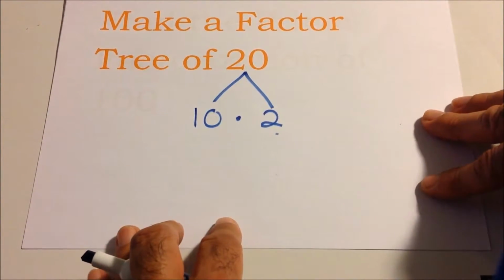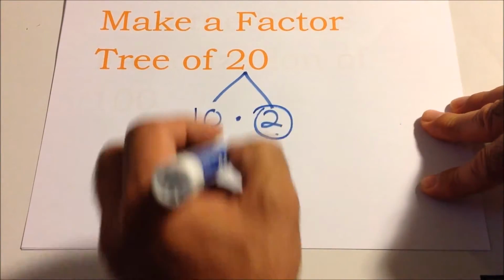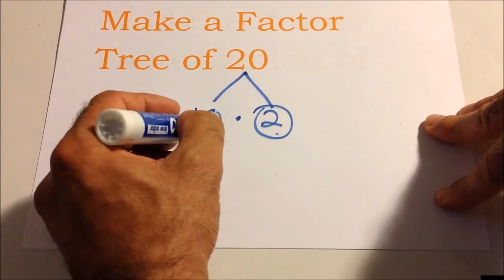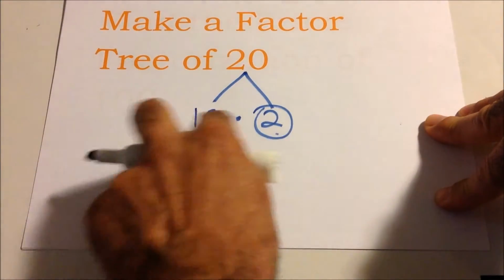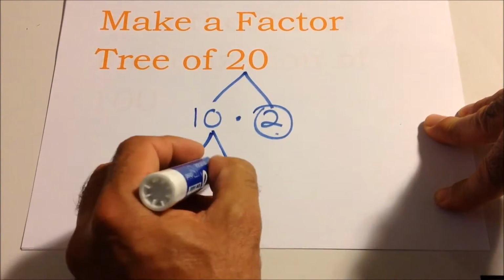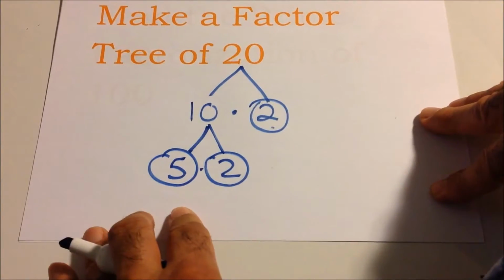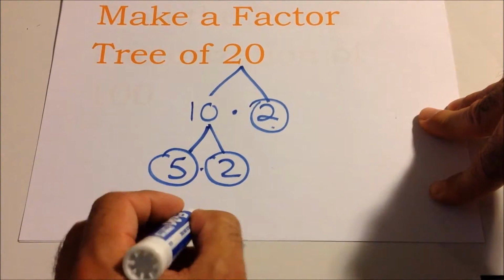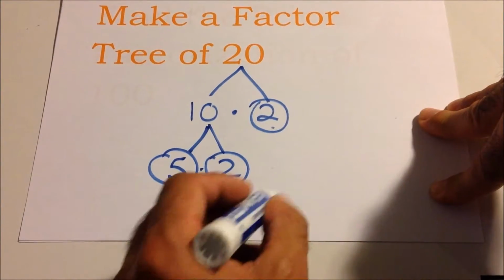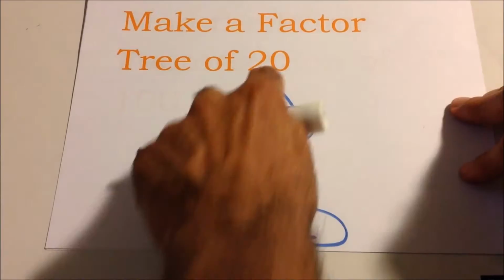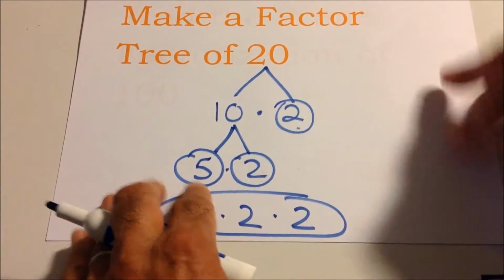Now, which one's prime? The 2's prime, but the 10 is not. So we have to break down the 10. So what do we have for 10? Well, we can do 5 times 2. Circle when you have the primes. So the prime factorization of 20 will be 5 times 2 times 2. That's the prime factorization of 20. And we're making factor trees.